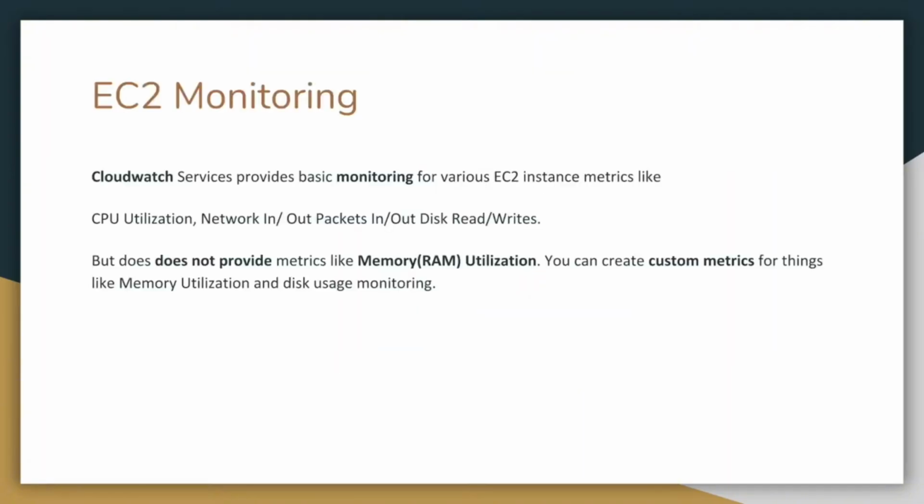You have to know about EC2 monitoring. CloudWatch is a service on AWS that provides basic monitoring for various EC2 instance metrics like CPU utilization, network in, packets in, and disk read and write metrics. But CloudWatch does not provide other metrics like memory utilization, and you can collect custom metrics using CloudWatch agent or some other agents if you want to. But by default, memory utilization is not provided by CloudWatch. You can also collect logs from your EC2 instances using the CloudWatch agent, and we have a lab on CloudWatch agent, so we can work with CloudWatch agent there.